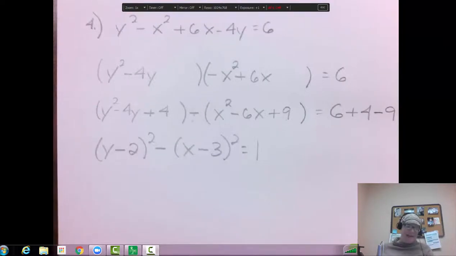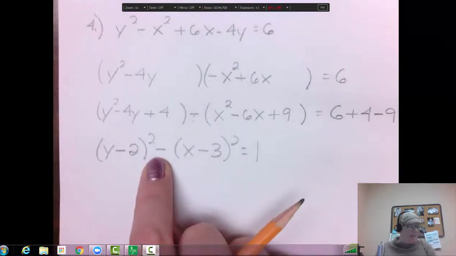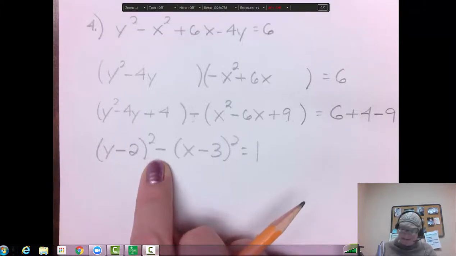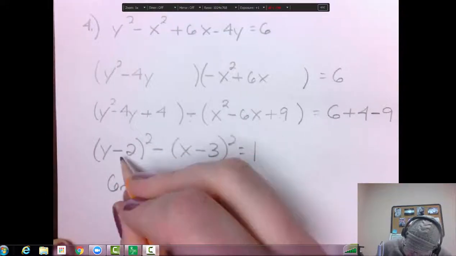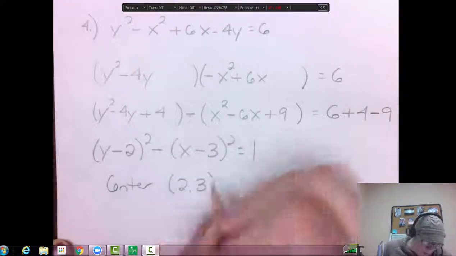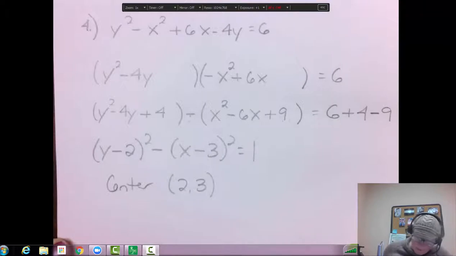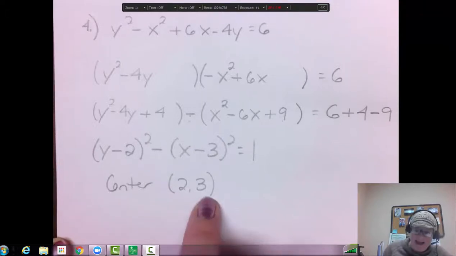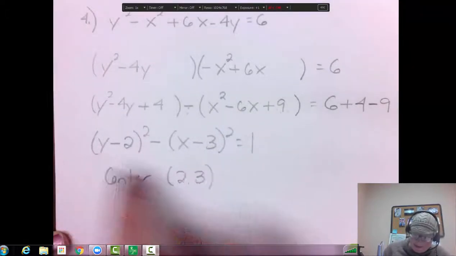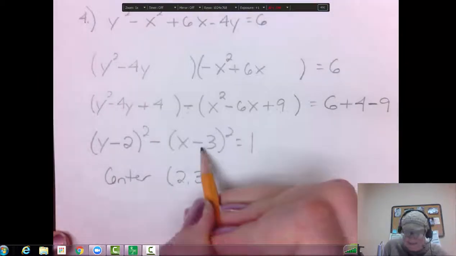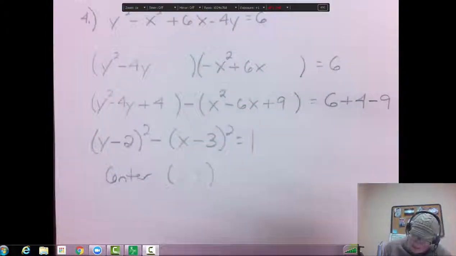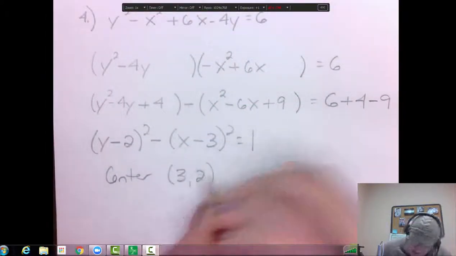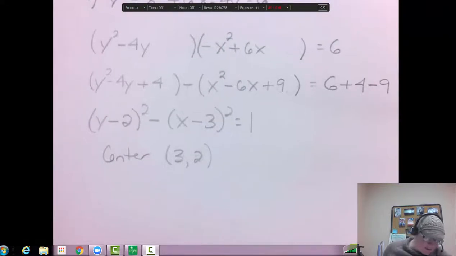It forms a, what's in the middle? A hyperbola. So if it has the minus, it's a hyperbola, but the center is not at 0, 0. The center is at 2, 3. Remember, opposite of what you see. Oh, and oops, I wrote these backward. I said y and x. I just wrote them down. 2, 3. X goes first, then y. Oops. So 3, 2. All right, and then you could be asked the focus of this one.